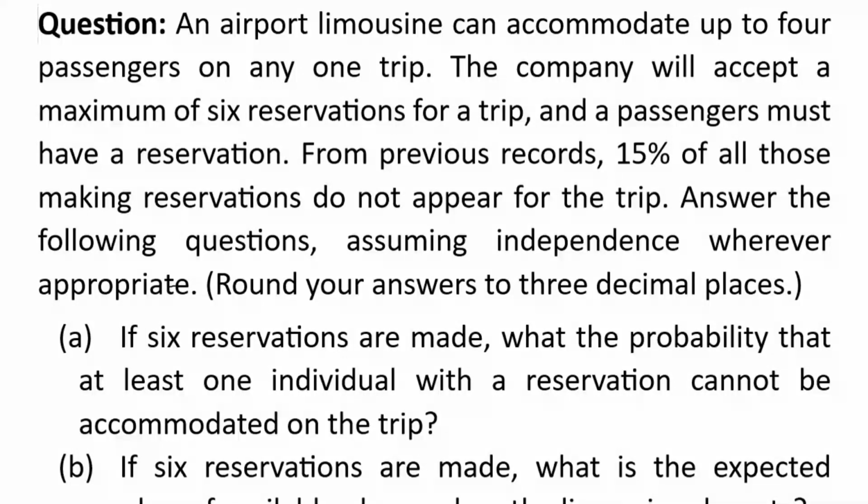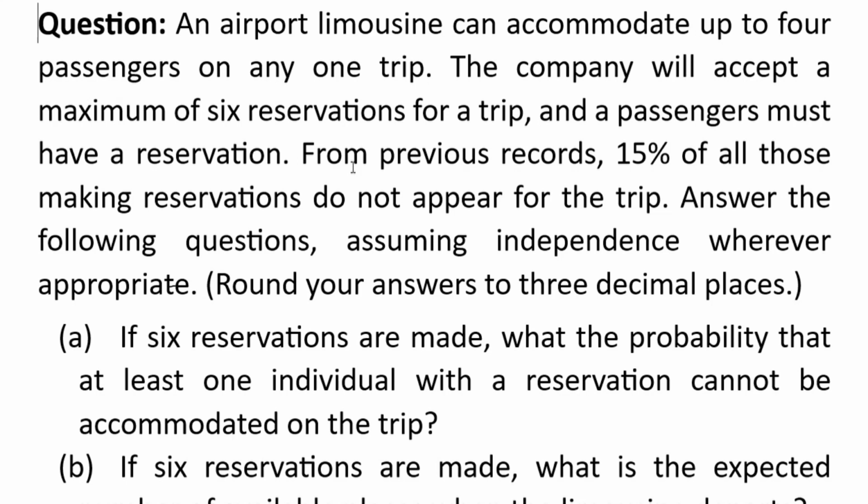Hello students, today's question is this one. It is a good example of binomial distribution. The given information in the question is that an airport limousine can accommodate only 4 passengers on one trip. But for these 4 passengers, the company accepts 6 reservations.